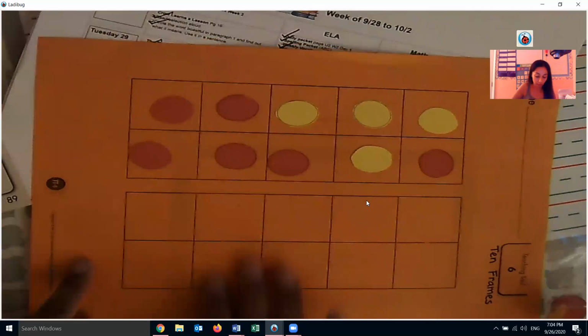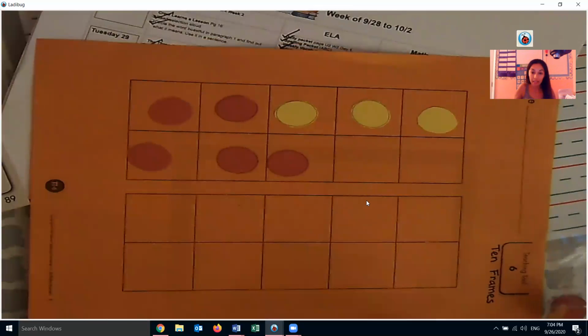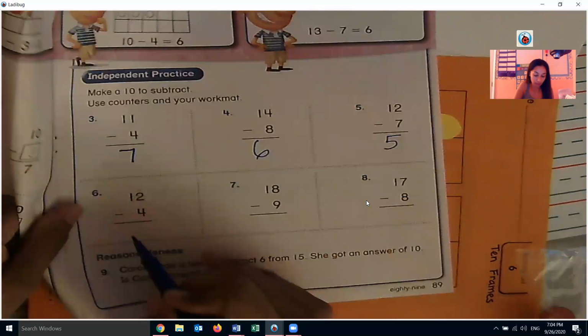All right, 12 minus 4. You know what, I'll just keep going. It's not taking too long. 12 minus 4. Take 2 away from here, 2 away from here. Leaves me with 8 for number 6.